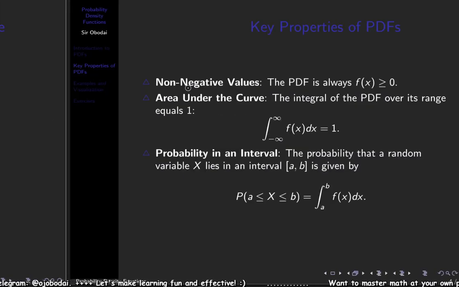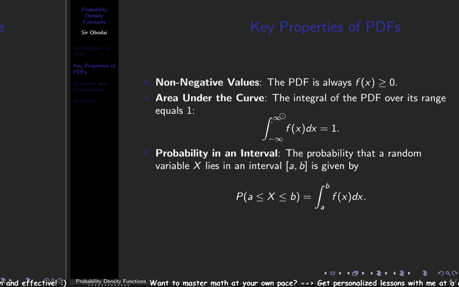So what are the properties of the probability density function? First of all, it takes non-negative values. It is important we know these properties because at the end of the day there will be some questions where you would be asked to define or show that this function is actually a probability density function. So first of all, it should take non-negative values.